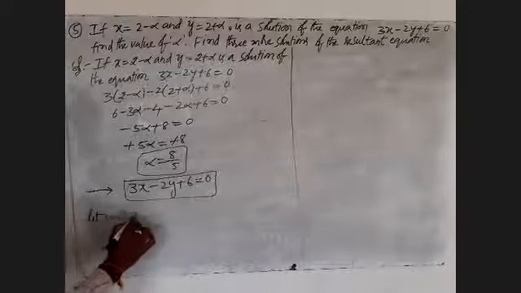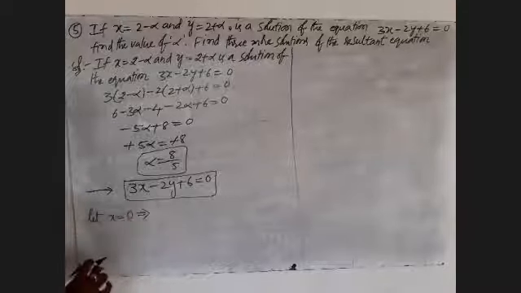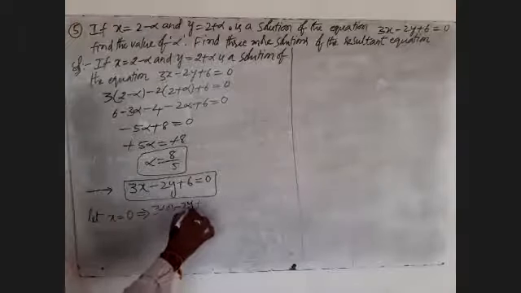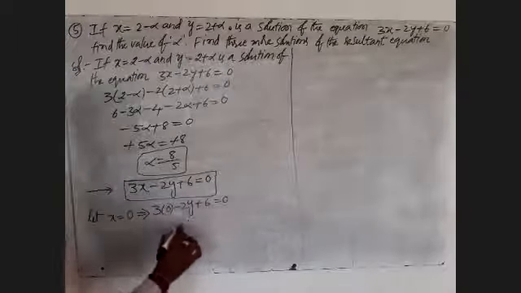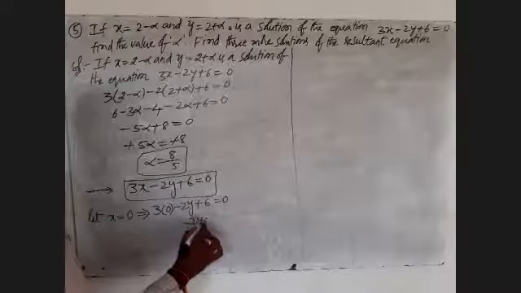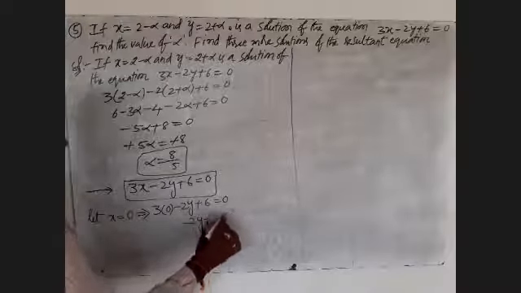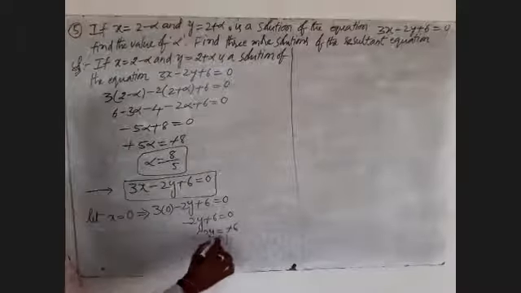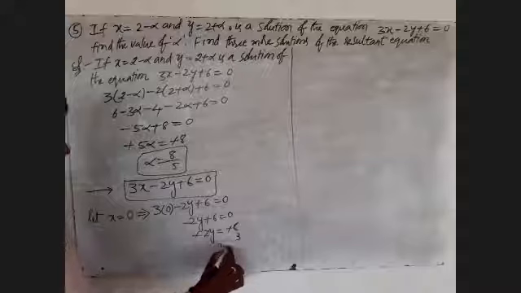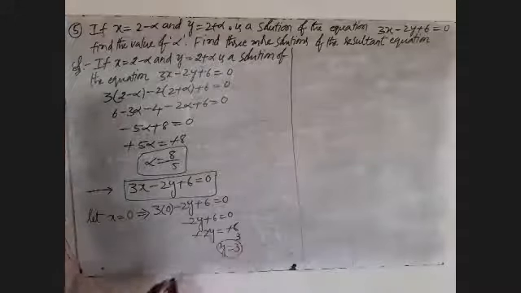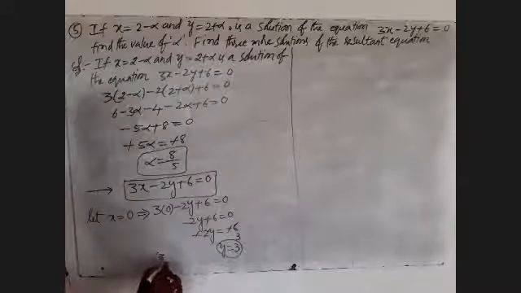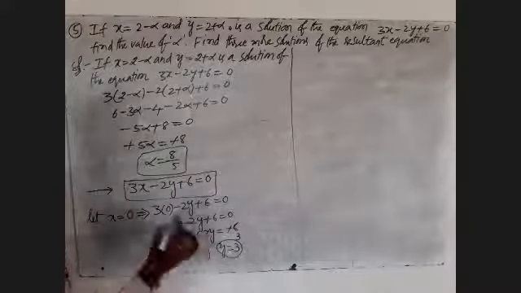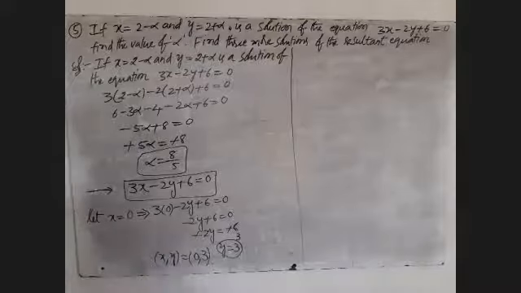Let x is equal to 0. We will substitute in this one. 3 into 0 minus 2y plus 6 will become 0. That is, minus 2y plus 6 is equal to 0. Minus 2y is equal to minus 6. Minus and minus will be cancelled. 2 ones are 2, 2 threes are 6. That is the value, y is equal to 3. We have to write their ordered pair. x comma y will become 0 comma 3. After that we'll take the next point.